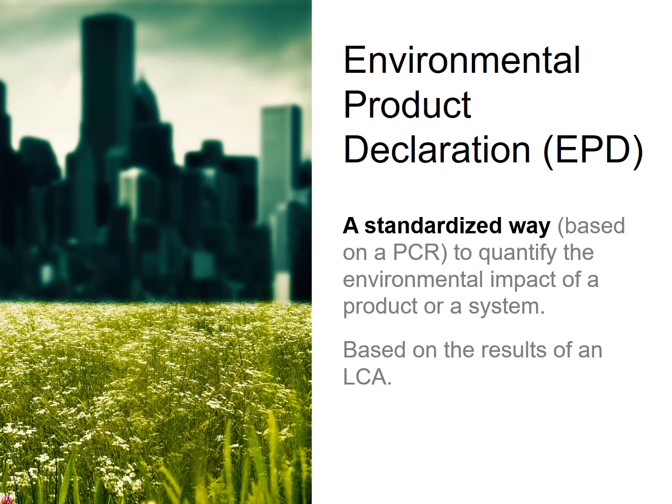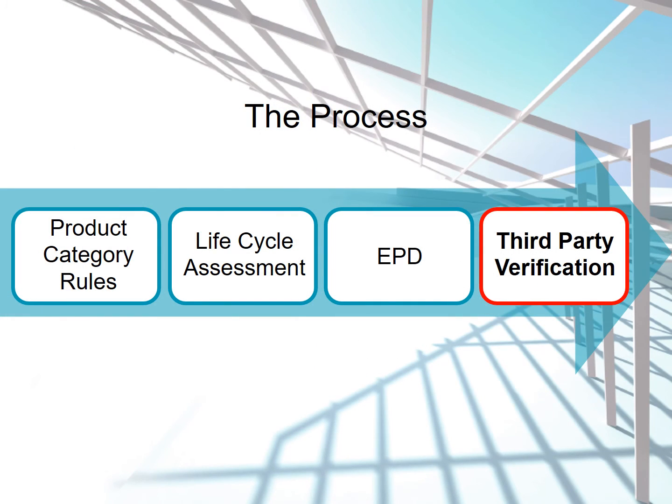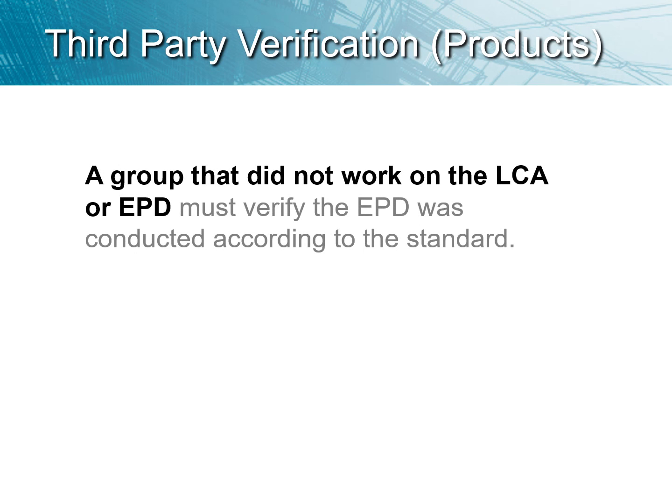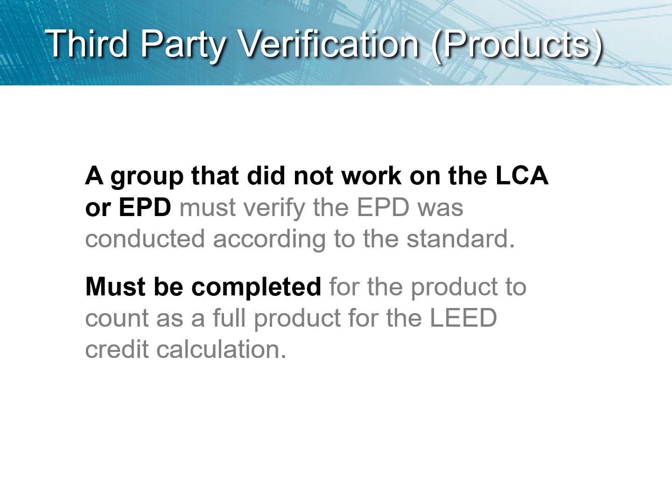Lastly, to be a completely compliant EPD for the LEED credit, the EPD must be third-party verified. To ensure the integrity of the EPD, a group that did not work on the LCA or the EPD must verify that the EPD was conducted according to the standards and the PCR. The third-party verification for the EPD of a product must be completed in order to count as a full product for the LEED credit calculation.